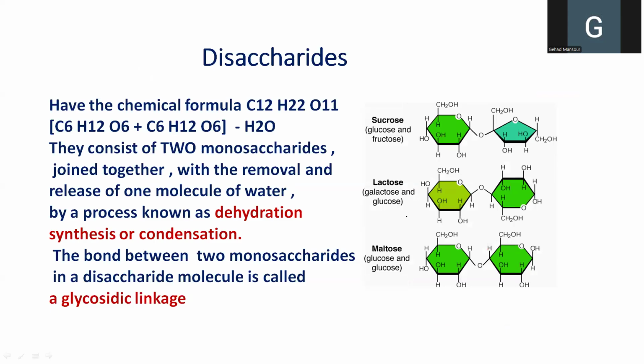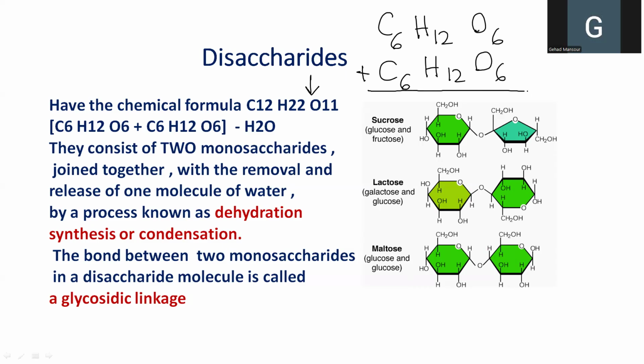On the other hand, the disaccharides will have this molecular formula. Why? Because if you have, for example, glucose, which is C6H12O6, and you add another molecule of glucose, C6H12O6, in order to form a disaccharide, or a sugar that is made of two monosaccharides, you need to remove one molecule of water. And this is what we call a condensation reaction.